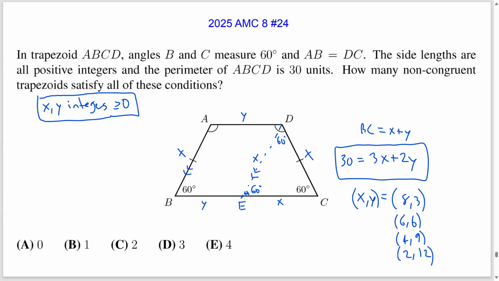So it's worth mentioning that all 4 of these solutions do satisfy the triangle inequality, or in this case, the quadrilateral inequality, because we also need to make sure that any 3 sides sum to a number that's greater than the 4th side. But that will always be the case for this problem. So we have 4 different solutions, x and y, and they're going to give 4 different trapezoids that are not congruent to each other. So we can conclude that the number of trapezoids is 4, or choice E.